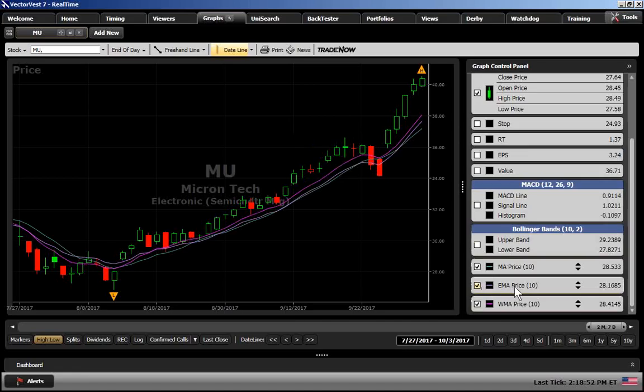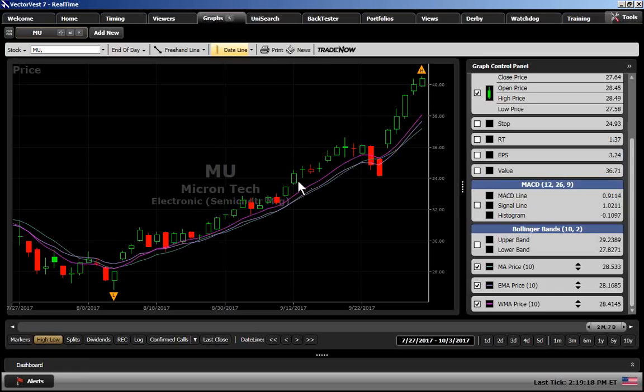And primarily here at VectorVest, we will use an exponential moving average. It means that as the information, we're looking back 10 days, we put more weight, more significance on the most recent data. That's why it tracks price quicker. Whereas a simple moving average just takes the 10 days, divides by 10, and gives you a simple moving average. And it doesn't track price nearly as closely.